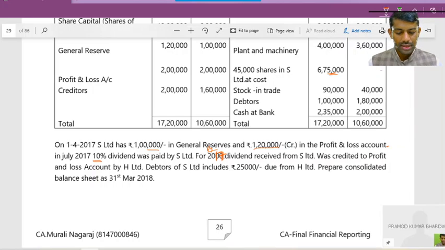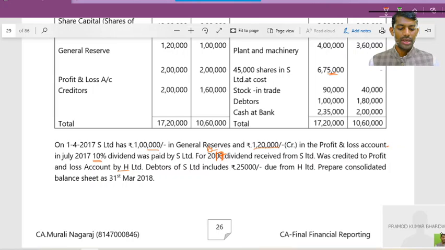So here, dividend was paid. In the absence of information, bonus means we use general reserve. Dividend for the previous year means we use previous year profit. So out of the opening balance of P&L, we have to declare dividend for 2017. The dividend received from S Limited was credited to profit and loss account by H Limited, so it was wrongly credited to P&L.